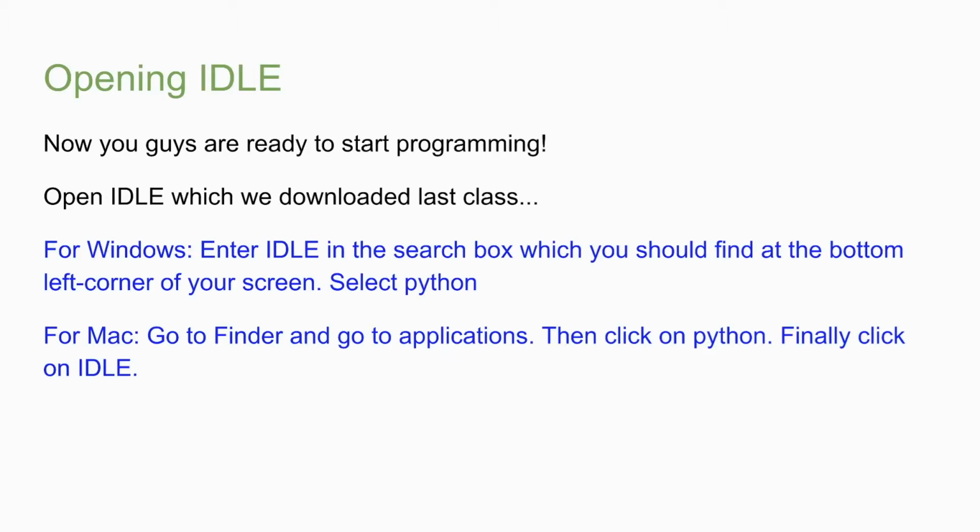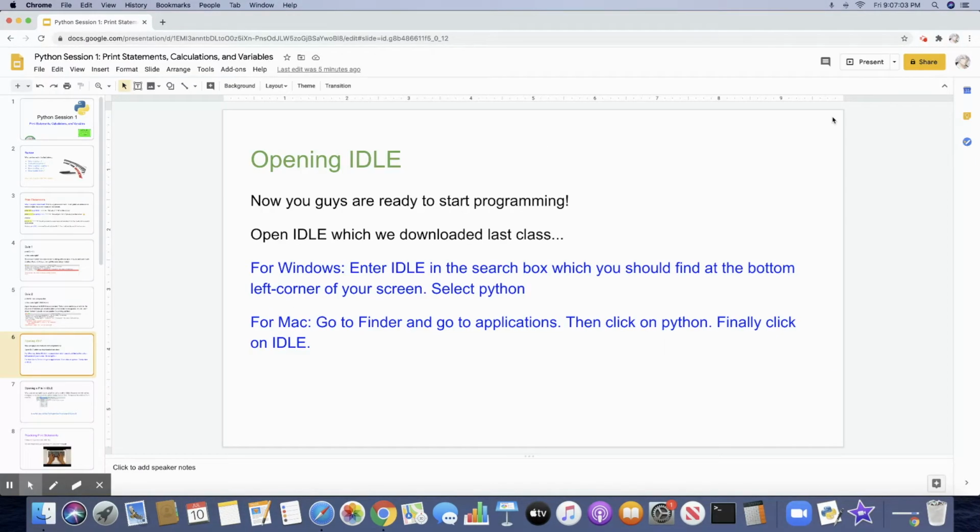Opening IDLE. Now you guys are ready to start programming. Now we will open IDLE, which we downloaded last class. For Windows, enter IDLE in the search box, which you should find in the bottom left corner of your screen. Select Python. For Mac, go to Finder and go to Applications. Then click on Python. Finally, click on IDLE. So now let's go and open IDLE.